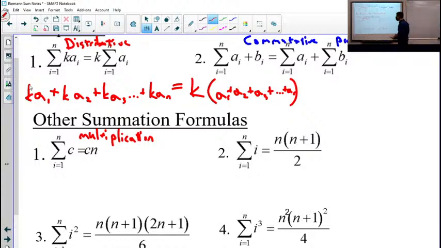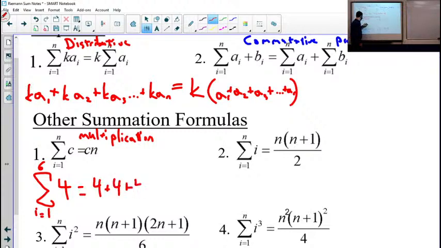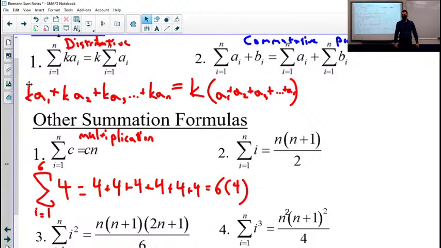This is saying that, for example, if I have the sum from 1 to 6 of 4, right now there's no variable attached to it. This is just saying to add up 4, 6 times. 1, 2, 3, 4, 5, 6. Which is the same as 6 times 4. So this is, again, just a fancy way of defining something that you already know.